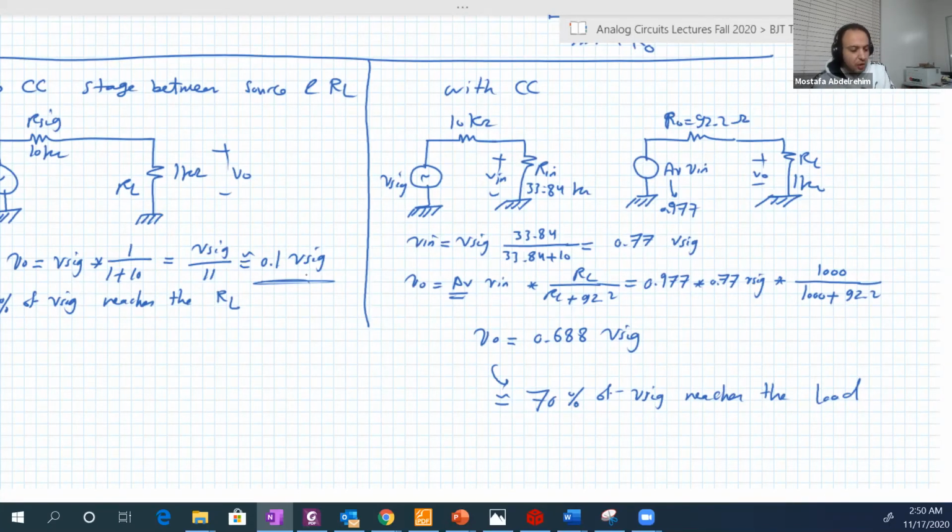Okay guys, so that's all for the common collector. In the next lecture we're going to talk about multi-stage BJT amplifiers, and then we finish the BJT amplifiers and go to another transistor, which is the NMOS transistor.